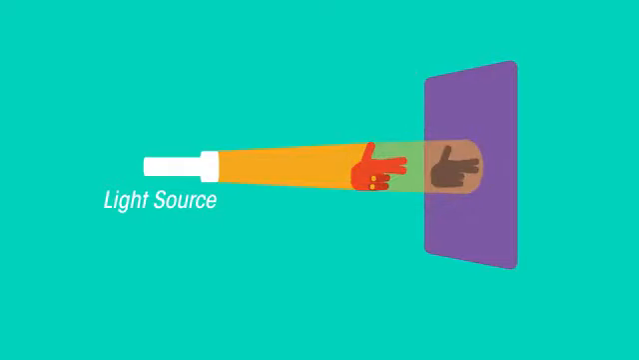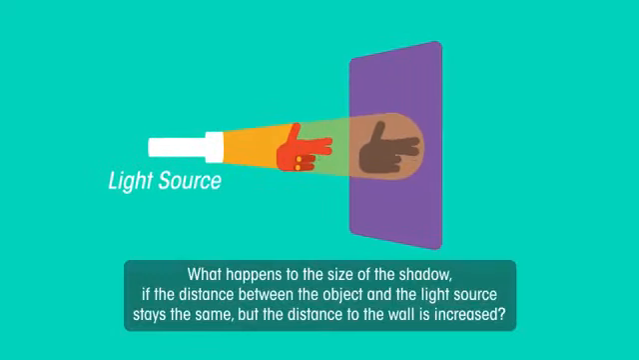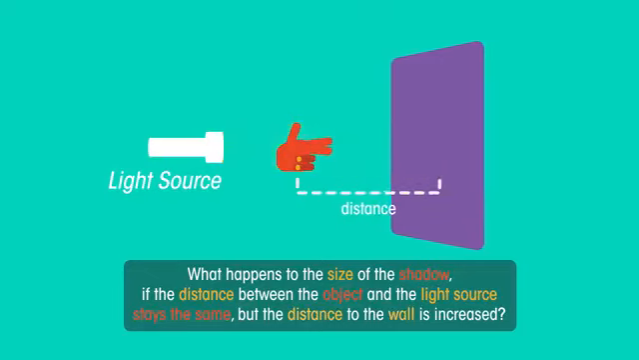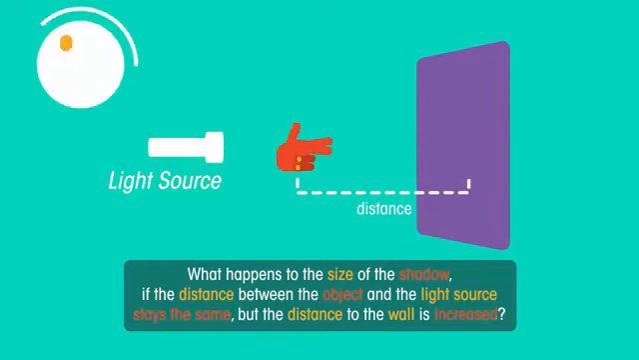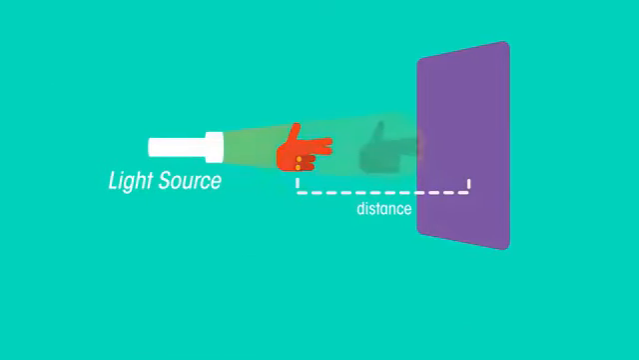Think of shadow puppets. If the light is closer to your hands, the shadow becomes bigger. What do you think happens to the size of the shadow if the distance between the object and the light source stays the same, but the distance to the wall is increased? Pause the video and have a think. The size of the shadow, so both the umbra and penumbra, increases.